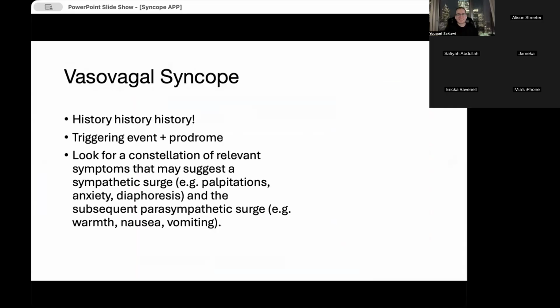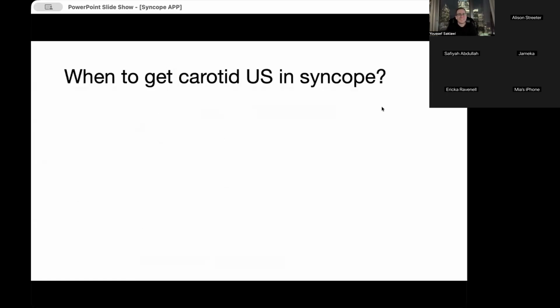So a lot of times in vasovagal syncope, history is key. It's all about hearing that prodrome, the triggering event, having the symptoms that you feel before they happen, like palpitations, anxiety, sweating, and then after that, feeling this parasympathetic surge, the warmth, the nausea, vomiting. And if any of you have had a vasovagal episode in the past, you will know what it feels like. I've definitely had it. So it's very much based on history.